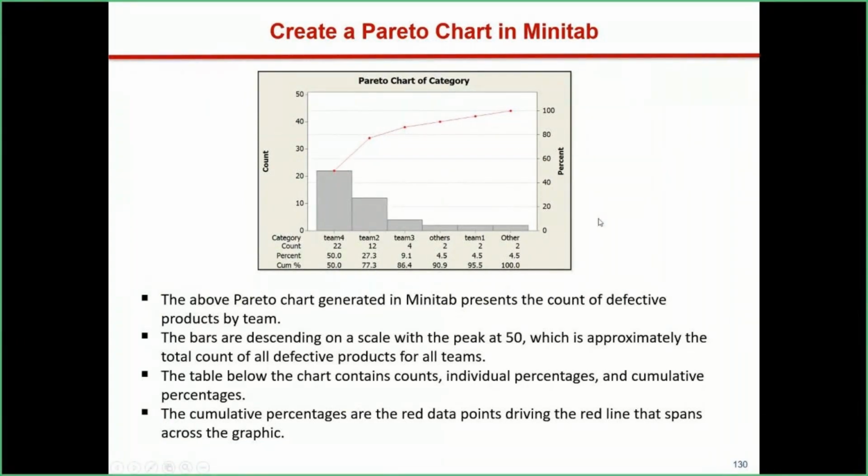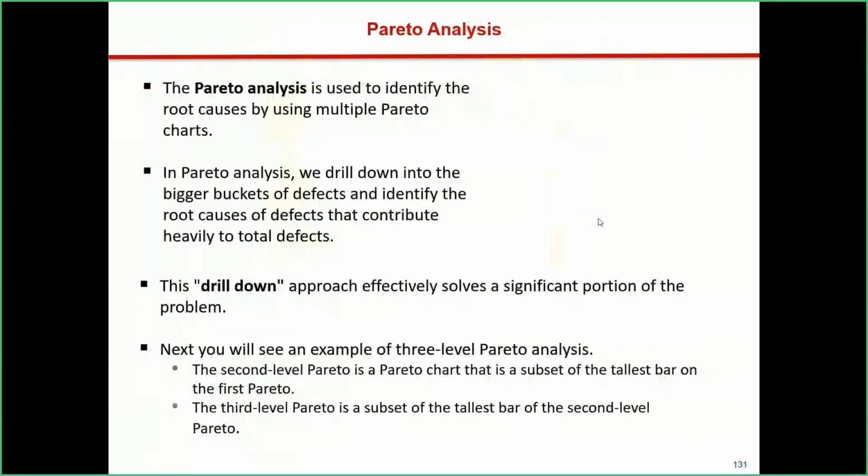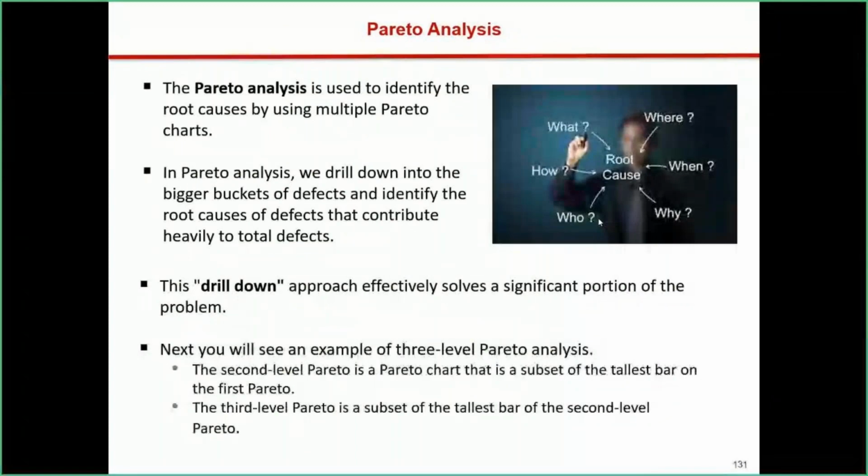But this is not the end. There's further to this. Multi-level Pareto charts are also created, which is called a Pareto analysis. So let's look into that. Pareto analysis is used to identify the root cause by using multiple Pareto charts. In Pareto analysis, we drill down into the bigger buckets of defects and identify the root cause of defects that contribute heavily to total defects. This drill down approach effectively solves a significant portion of the problem.